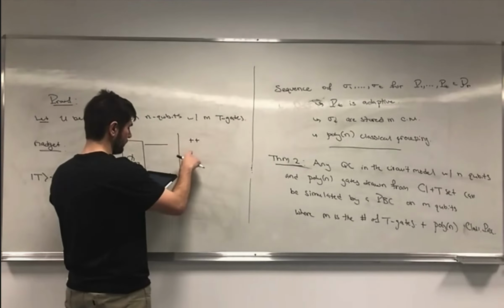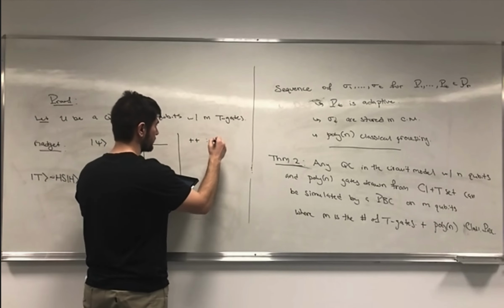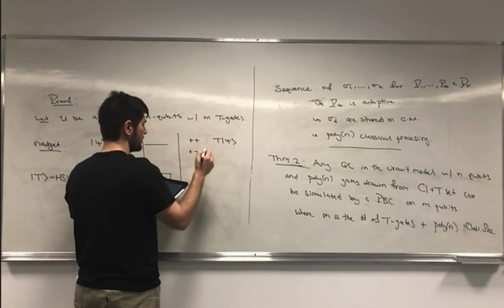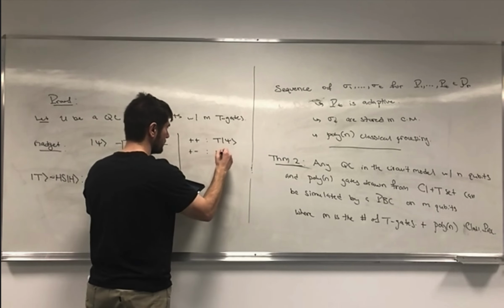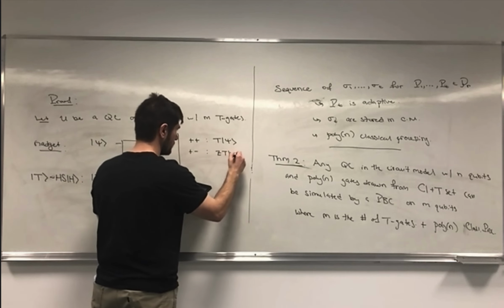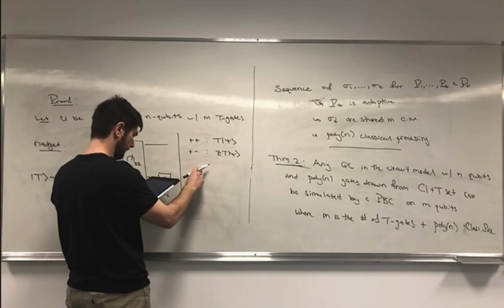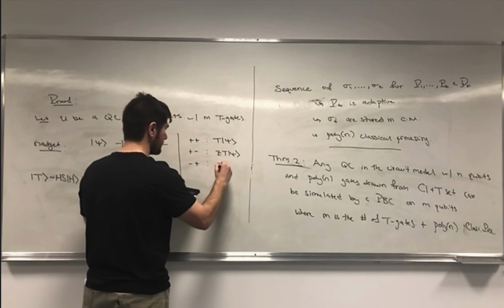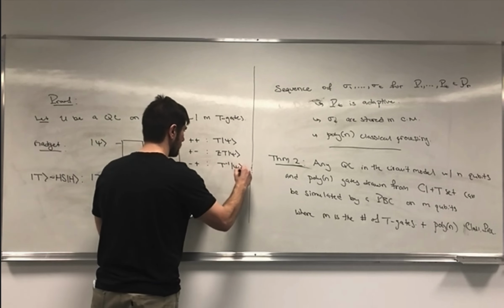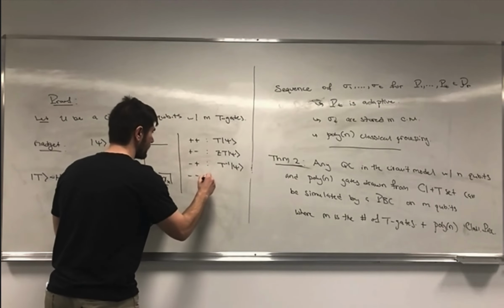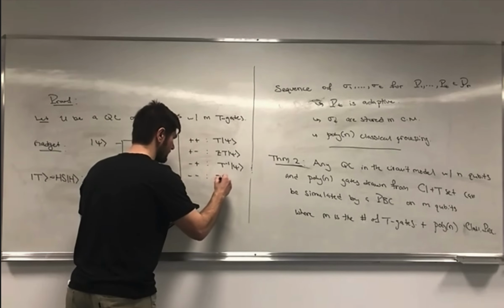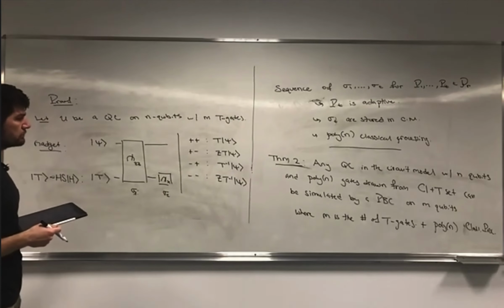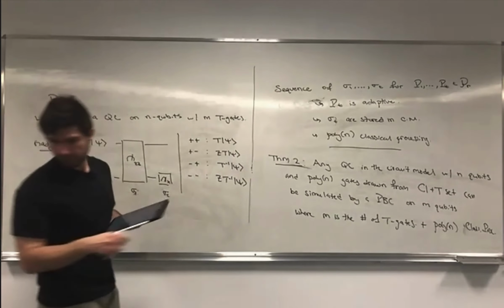So if they're both plus, then the output of the circuit will be T psi. If it's plus minus, it will be ZT psi. If it's minus plus, it's T inverse psi. And if it's minus minus, it's ZT inverse psi. And we can fix these in the following way.